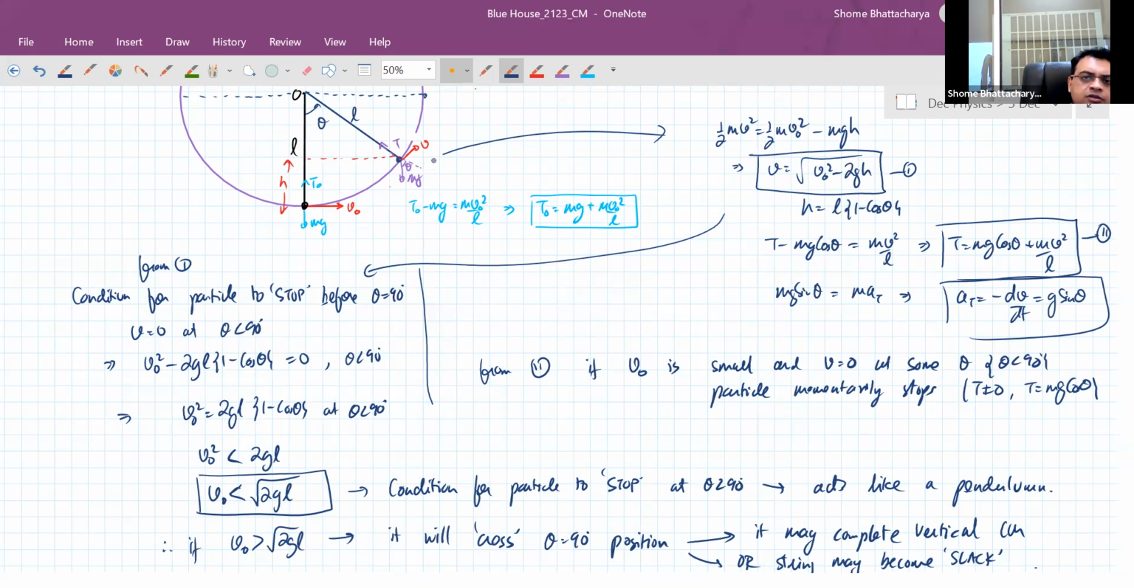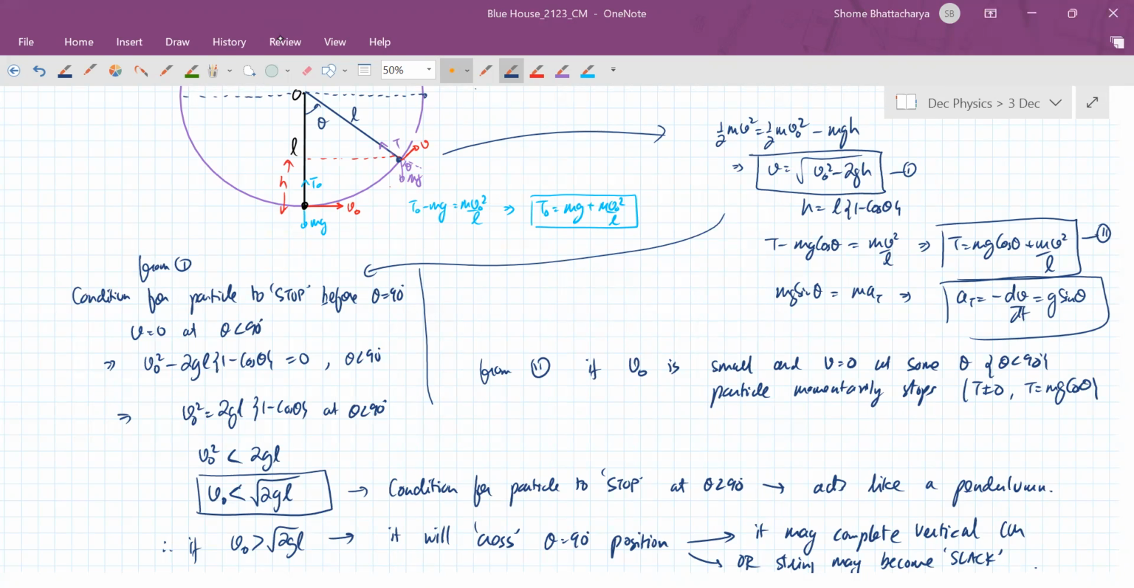So this condition is very important to understand, which is why I'm discussing it in detail. Just go through it carefully. Then we'll develop the values. So right now, one critical value we have found out is the root 2gl thing. That if the initial speed at the bottom is less than root 2gl, then it acts like a pendulum. It stops at some point where the angle is acute, comes back, goes to the other side to the same theta, and back and forth, back and forth. So it behaves like a pendulum where the maximum angular displacement is less than 90 degrees.